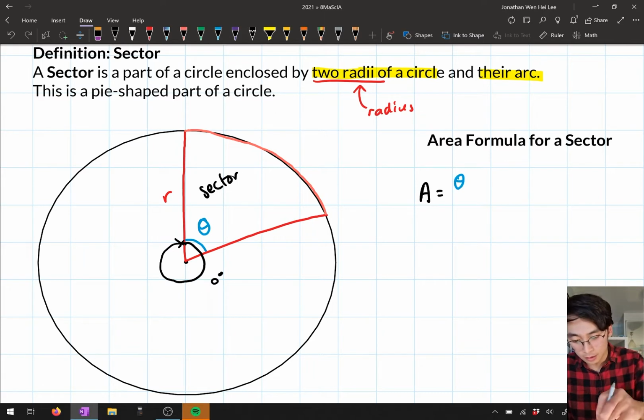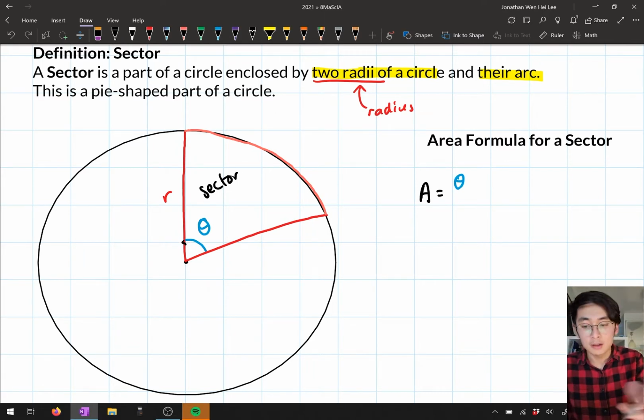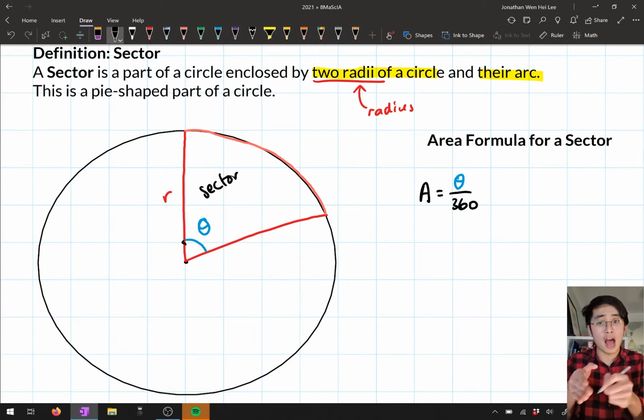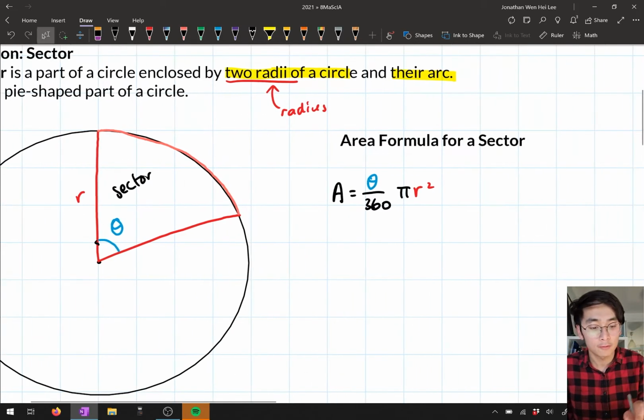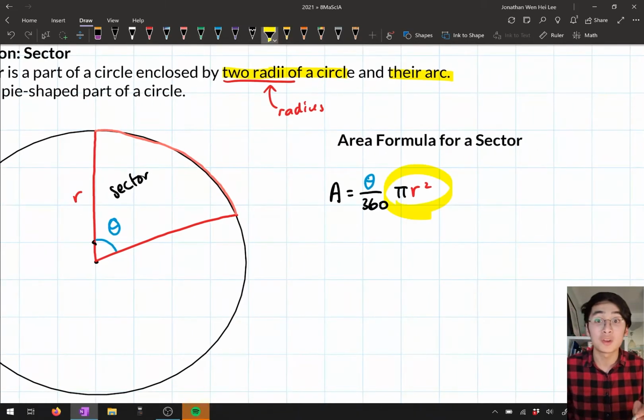I'm going to erase this because I don't really need that part here. I'm going to take theta and I'm going to divide it by 360 because that will tell me how much of my circle I have as part of my sector. And I'm going to times that by pi r squared. Now pi r squared, hopefully this is very familiar to you guys. This is what we've been looking at over the last lesson with the area of a circle. So this is the area of circle.